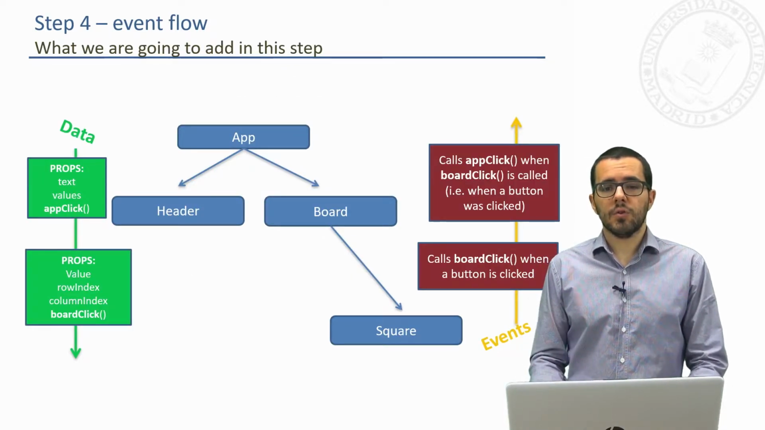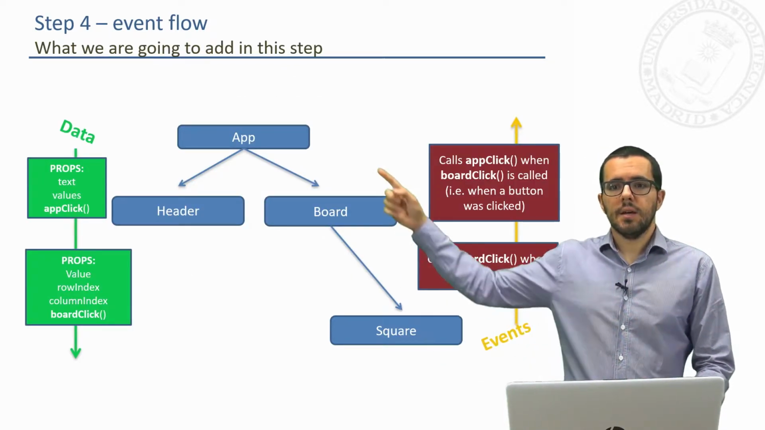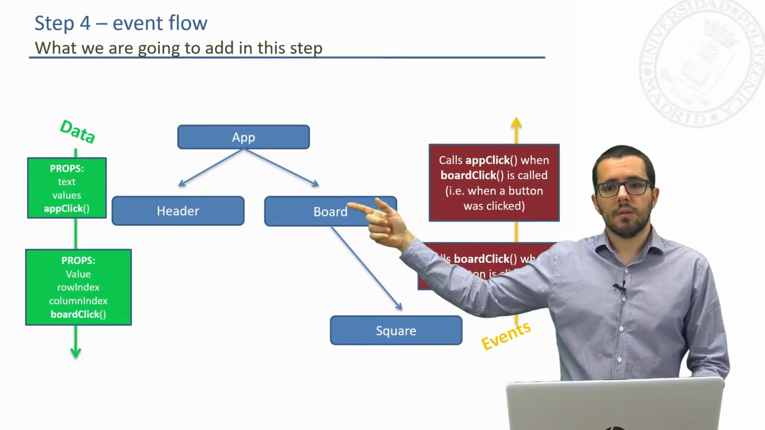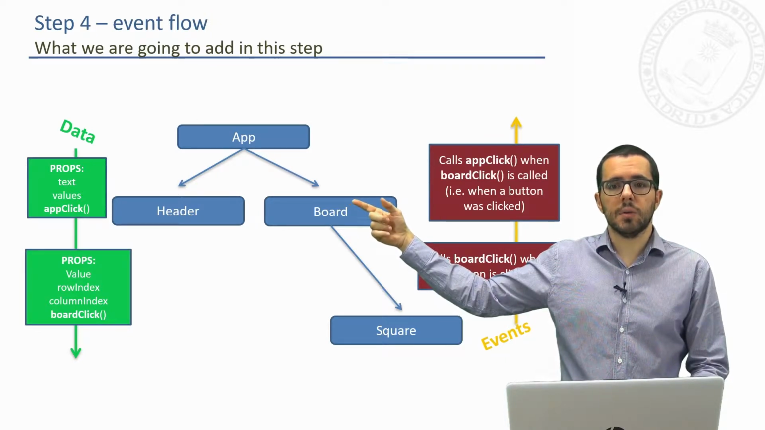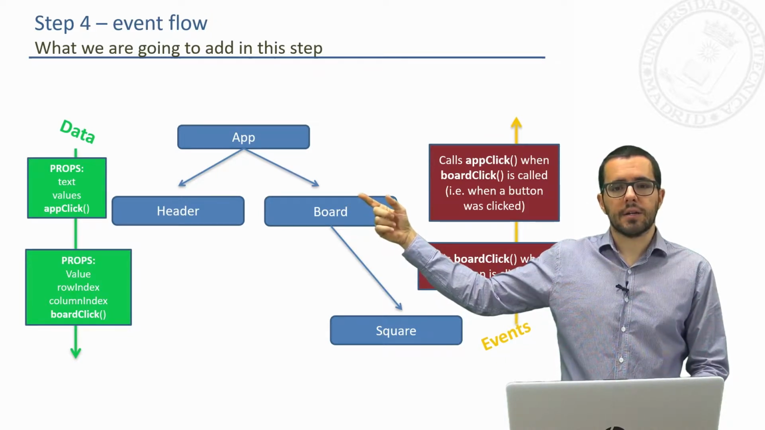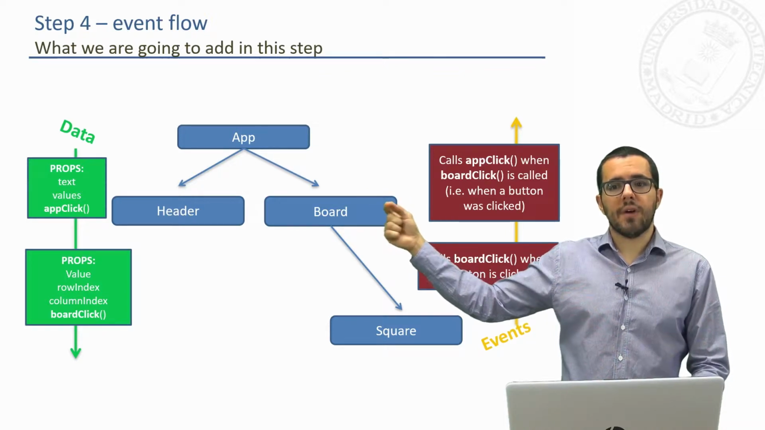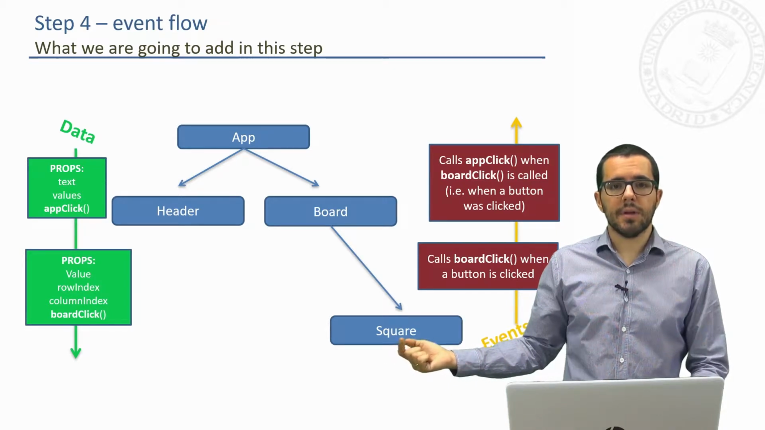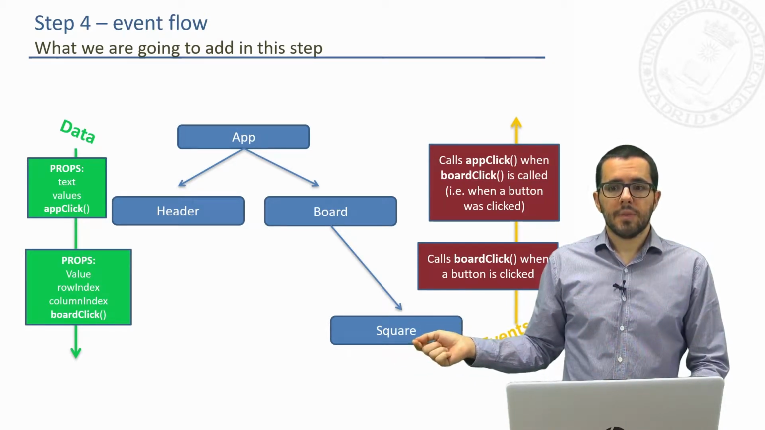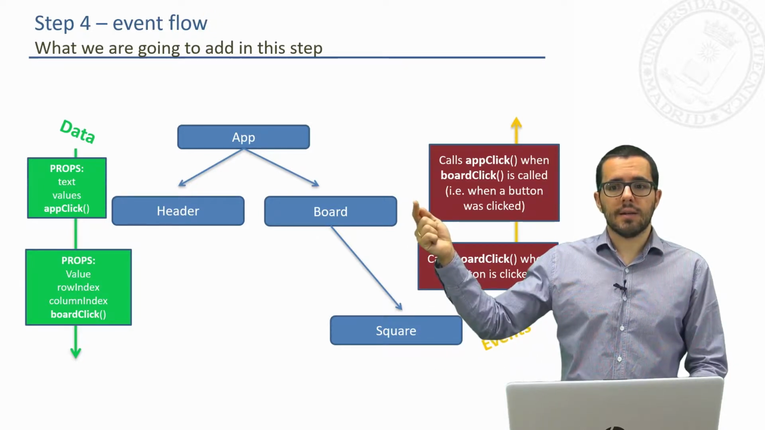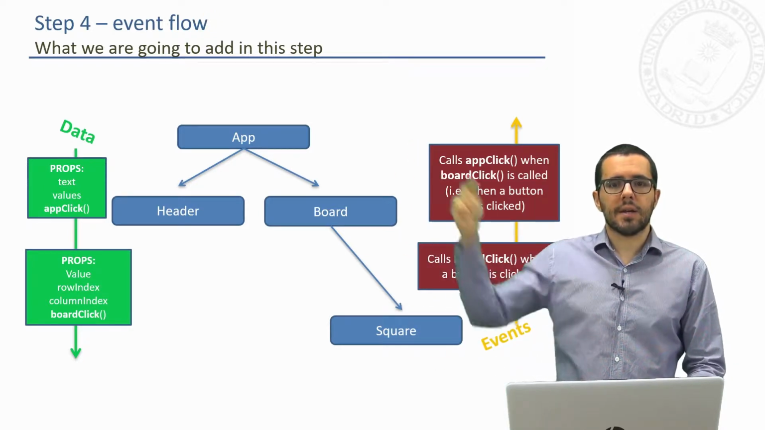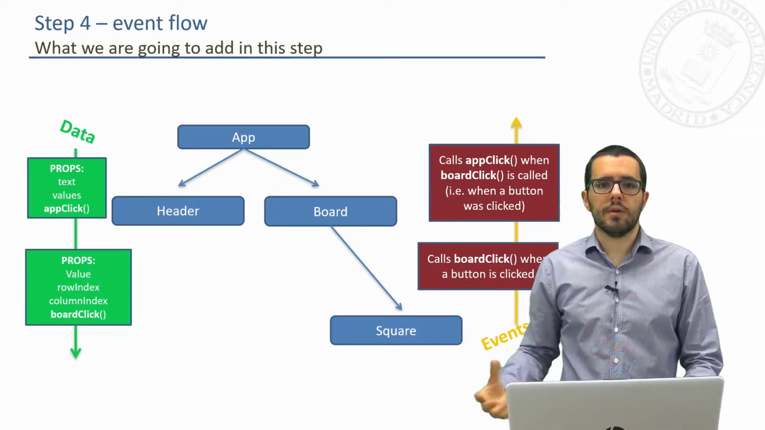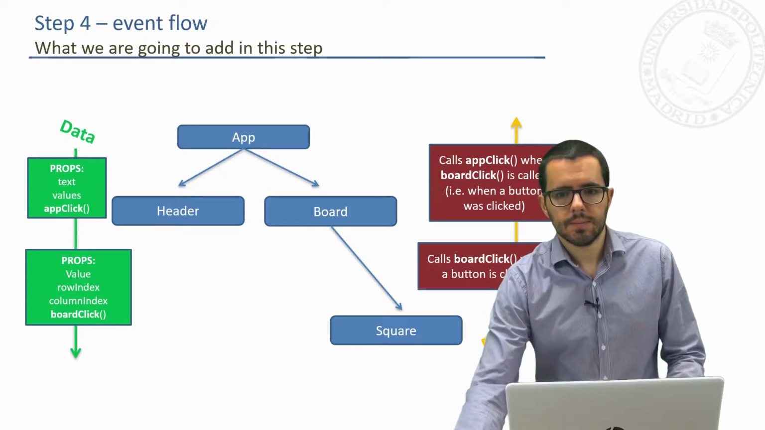And the final picture of our application will be like this. We have the app component that calls the board and passes the values, but also the appClick. And the board will pass that function, that we'll call boardClick, to the square. And when something happens, the user clicks on the square, it will call boardClick, and the board will call appClick, and appClick will modify the state, and with a setState everything will be re-rendered. Okay, let's code it.